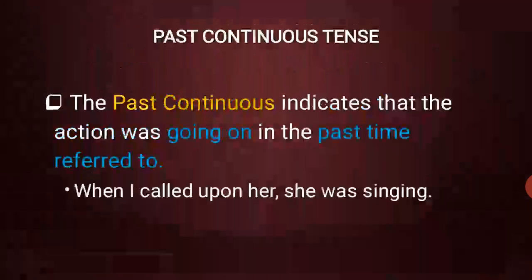So next thing, past continuous tense. The past continuous indicates that the action was going on in the past time referred to. So the sentence is referred to the past time. So, when I called upon her, she was singing.